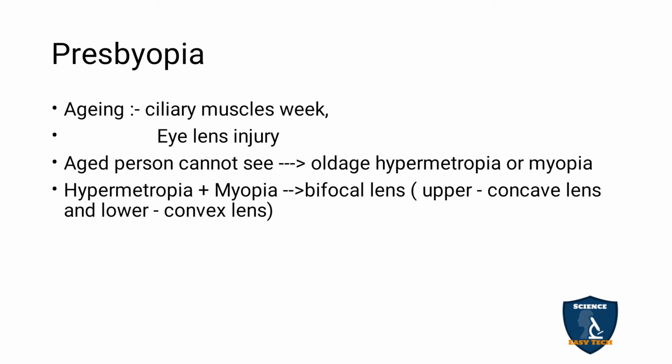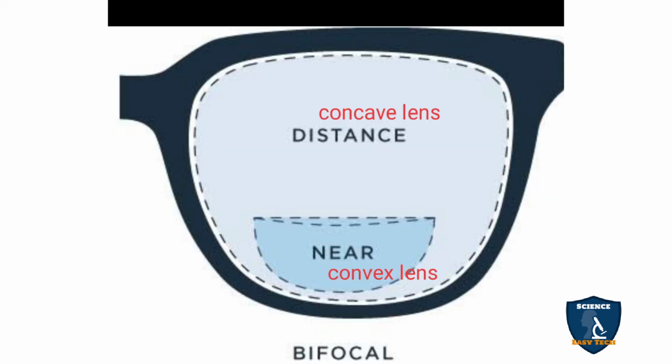These two defects can be corrected by using a bifocal lens, concave and convex. The upper lens is concave and the lower lens is convex. I have given a picture. Some people at your home may be using a single glass with two lenses, the upper part concave and the lower part convex, with a partition in the middle of the lens. For distance they use the concave lens, and for near, for reading, they use the convex lens.